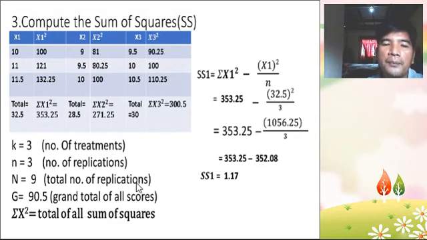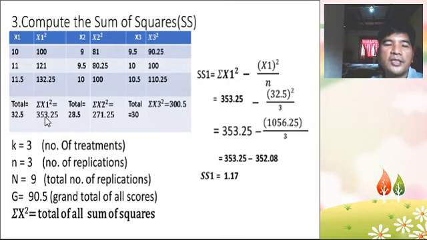Since there are 3 replications for every treatment, 3 for treatment 1, 3 for treatment 2, and 3 for treatment 3, then the total number of replications is 9. Then G is the grand total of all the scores. So if you are going to get the total of all the scores, which is 32.5 plus 28.5 plus 30 equals 90.5.